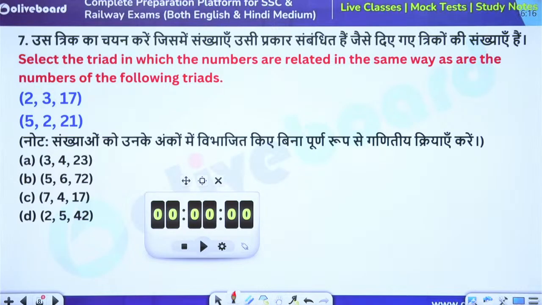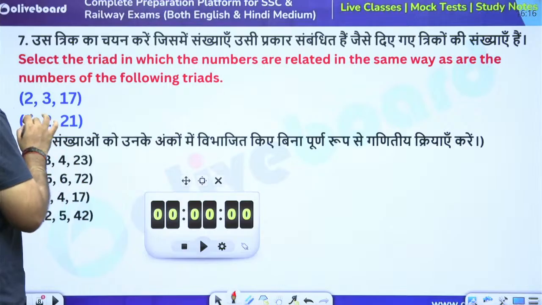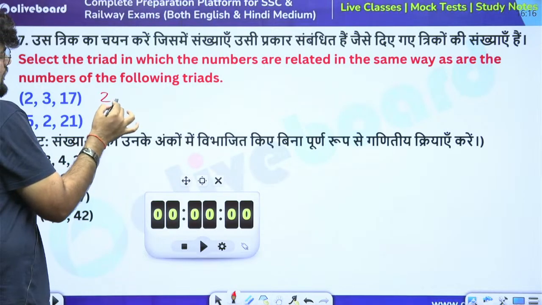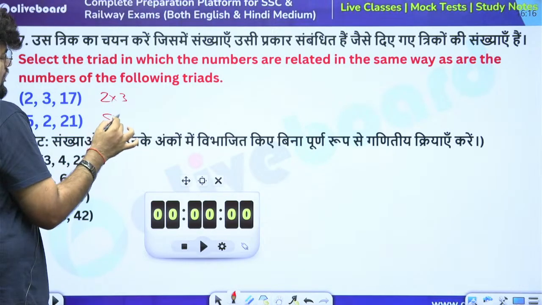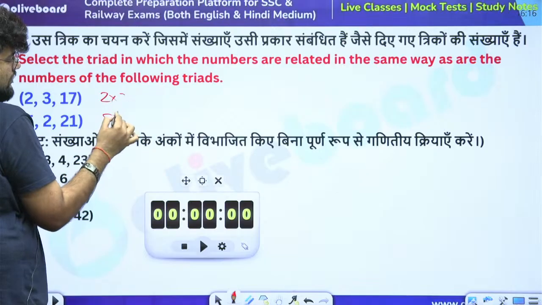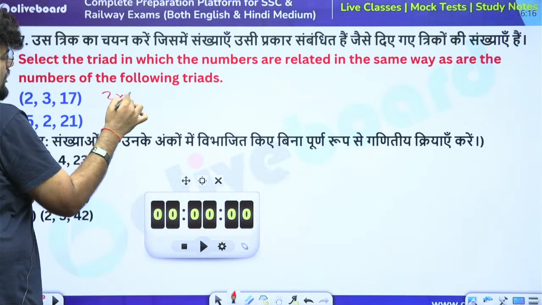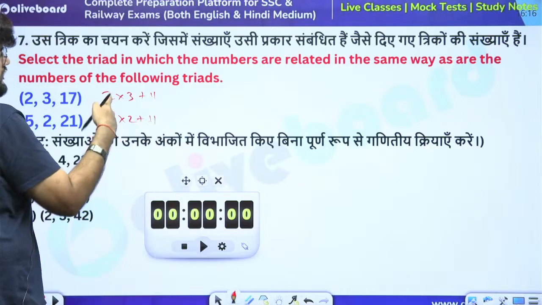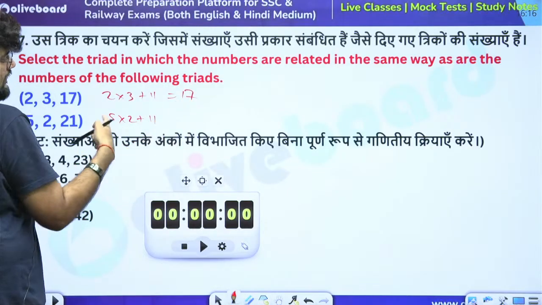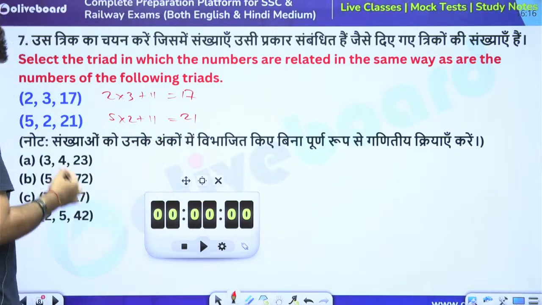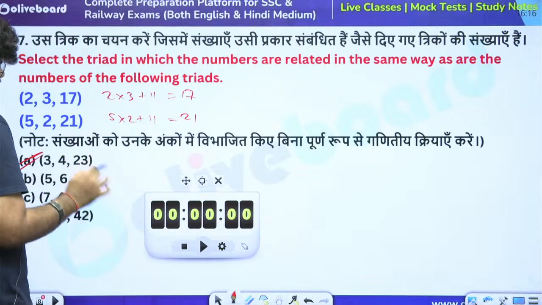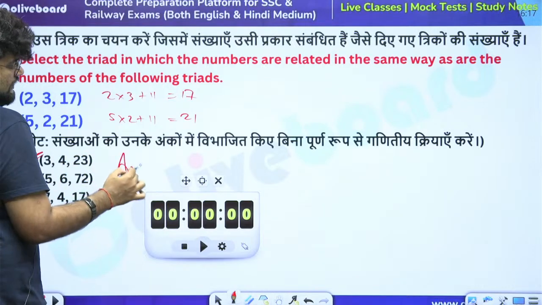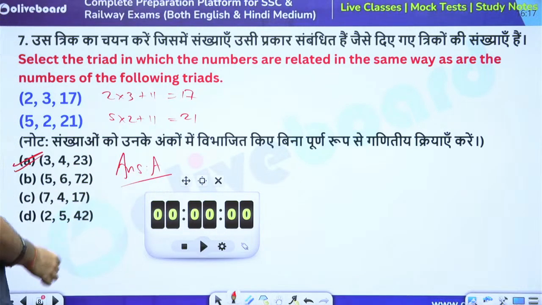This is also pretty simple, nothing much. If we just take a product here, and increase them by 11. So 6 plus 11 is 17 and 10 plus 11 is 21. So I think this follows. 3 into 4, 12 plus 11 is 23. So option A is the correct answer. Easy.